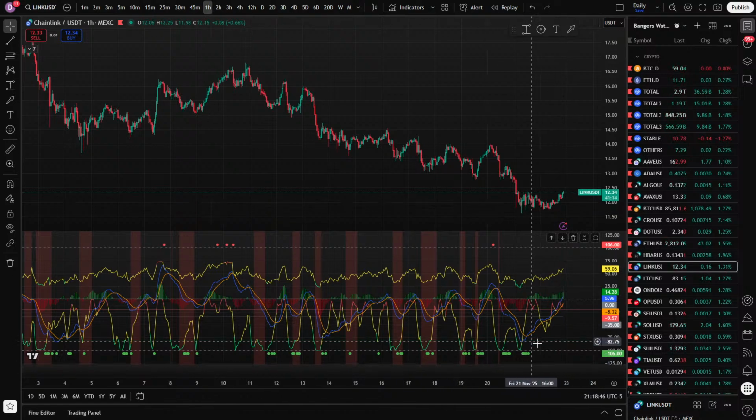Now this is the 1 hour, so we're not going to get any gold dots on it because we don't track that time frame for them.